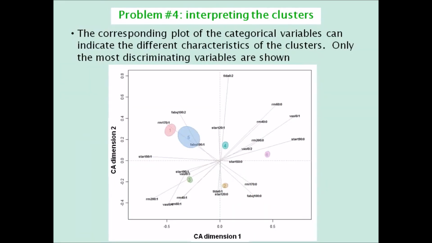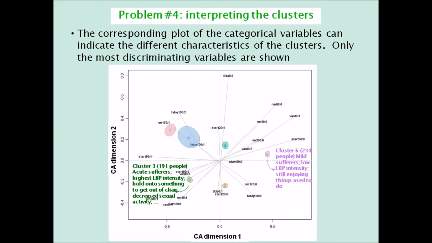To characterize the clusters, this plot shows the 2-dimensional plot of the cluster centroids and the corresponding positions of the categories of the most discriminating variables. Clusters 3 and 6 oppose each other along the first horizontal dimension. Cluster 3 being the acute sufferers of lower back pain with difficulties getting out of a chair and decreased sexual activity, contrasted with cluster 6, the less acute sufferers, still enjoying things they used to do.